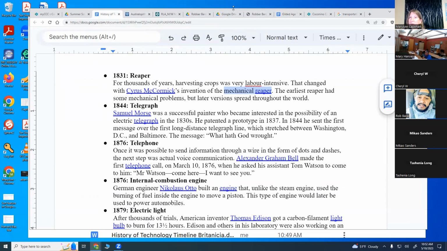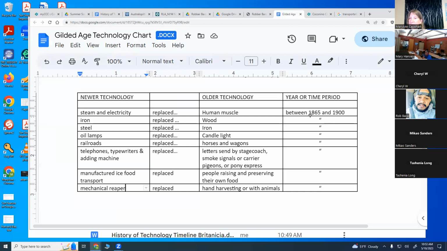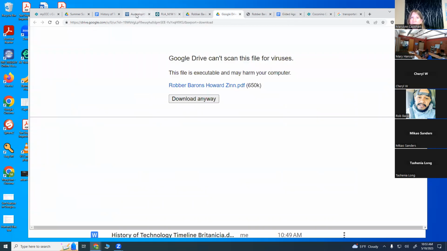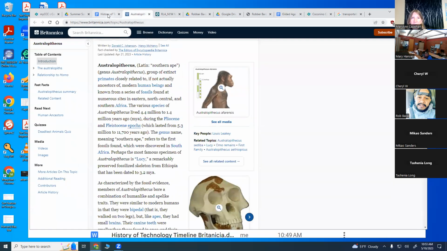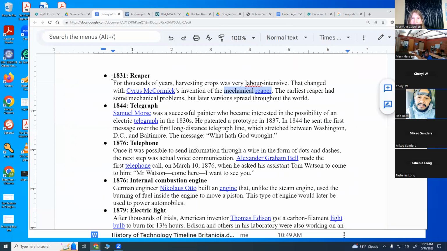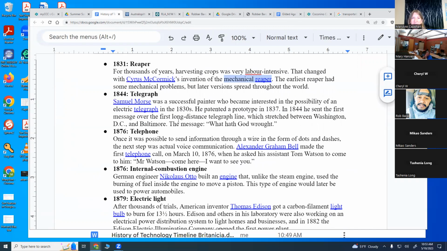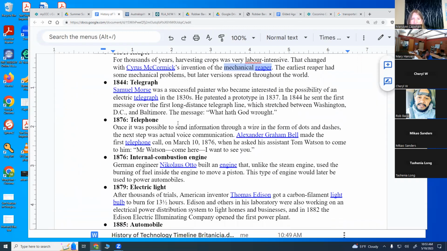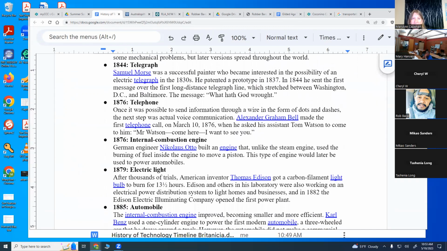Cool. So what are our dates on our chart? So far, we have between 1865 and 1900. That was according to what we read in our Howard Zinn book. The telegraph came a little bit before, so you might want to trim up the dates. Telephone, 1876. So that's between 1865 and 1900.